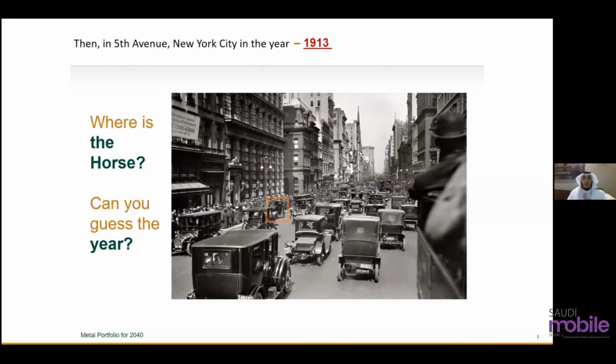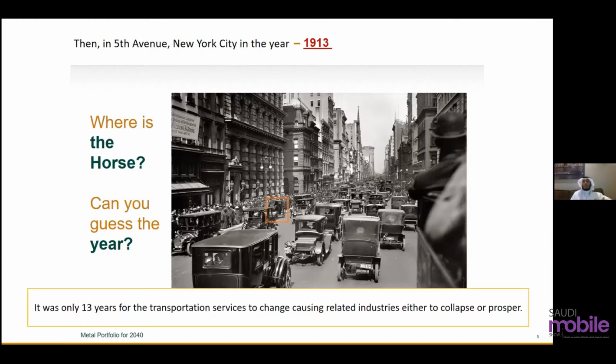Even now it is getting faster and faster. The dramatic transformation that we are having nowadays, with the surrounding technologies that are helping this accelerated revolution, is getting faster and faster. It was only 13 years for transportation services to change, causing related industries either to collapse if they don't go with the stream, or to prosper with new opportunities.